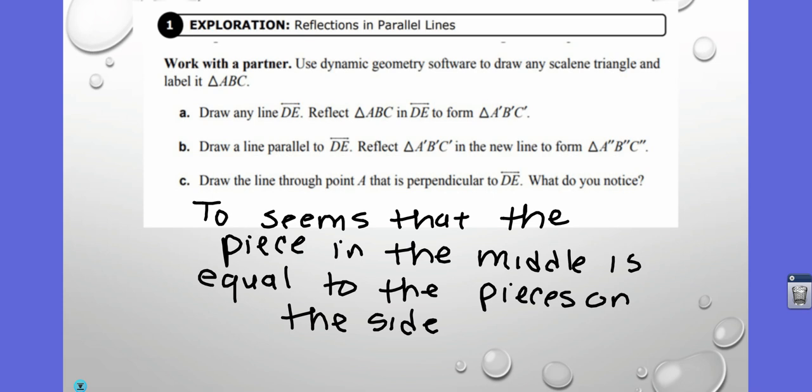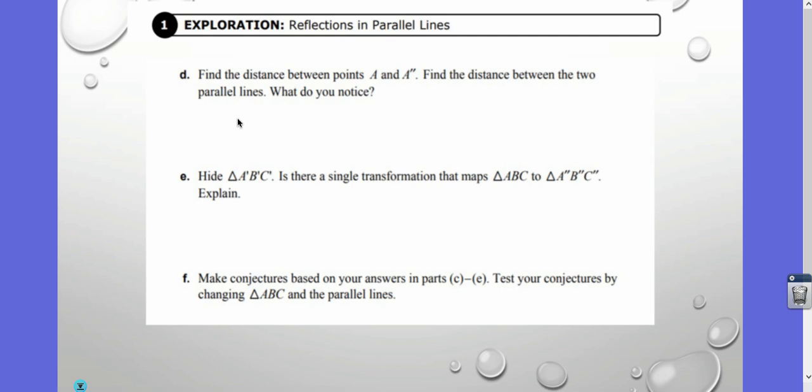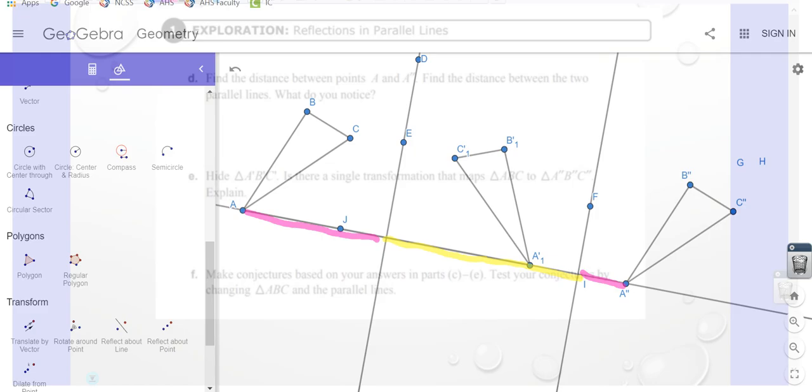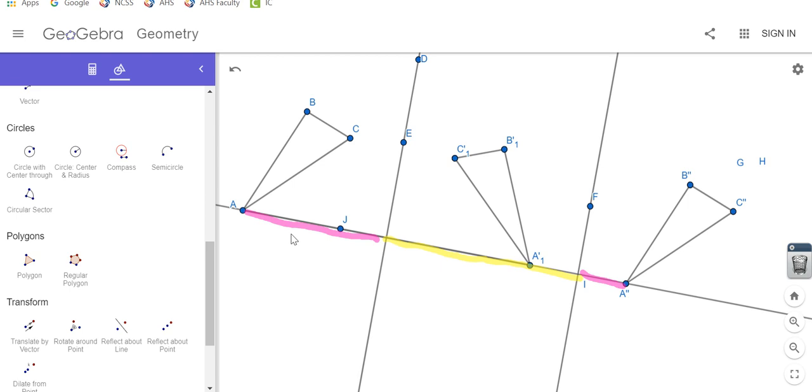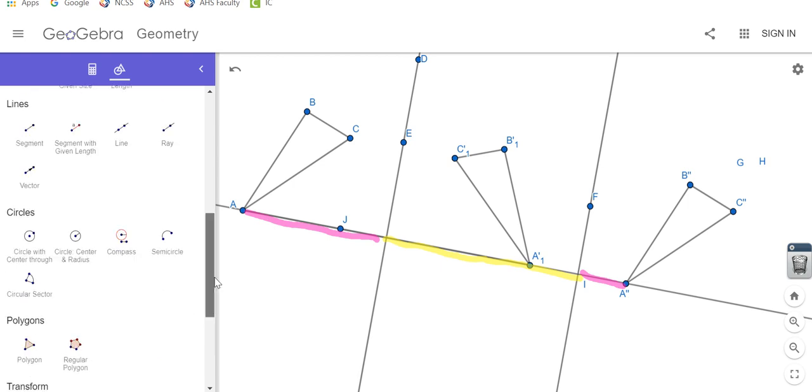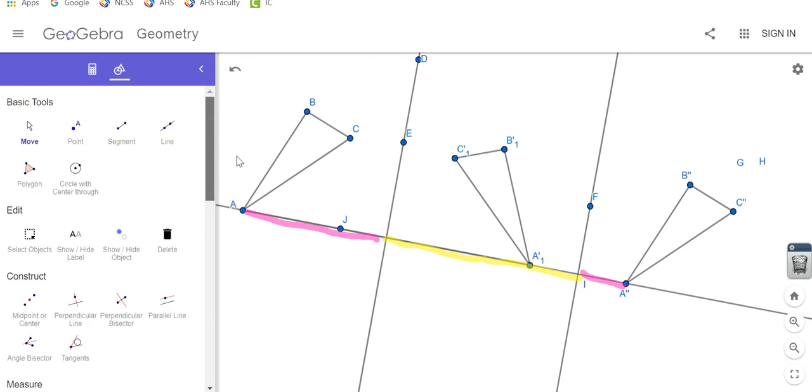Okay, also what we can notice is, let me see if the other question asked you this. It's telling you find the distance between points A and A double prime, and find the distance between the two parallel lines. What do you notice? I don't think I have a measuring tool on here. If I had an actual measuring tool, and let me see if I can pull out a ruler here, I can show you.